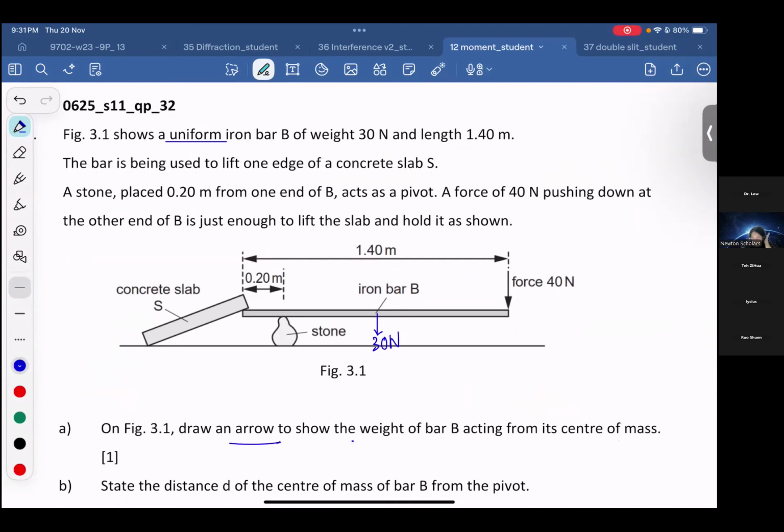Draw an arrow to show the weight of the bar. So we show it up. This is the center of mass. Where is my center of mass? It should be at half of it. So from here until here, half of the bar, which is 0.7 meter. Okay, boys and girls, you label.